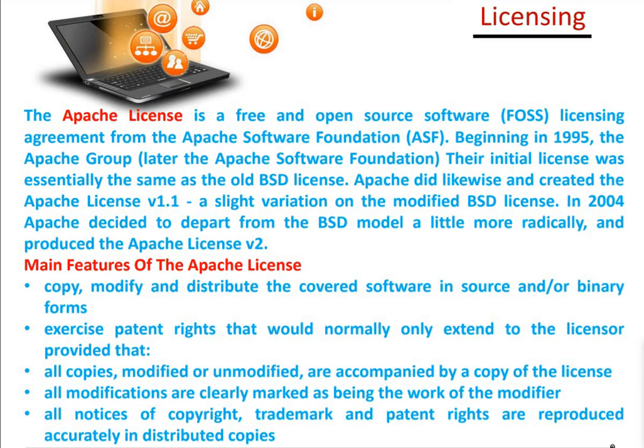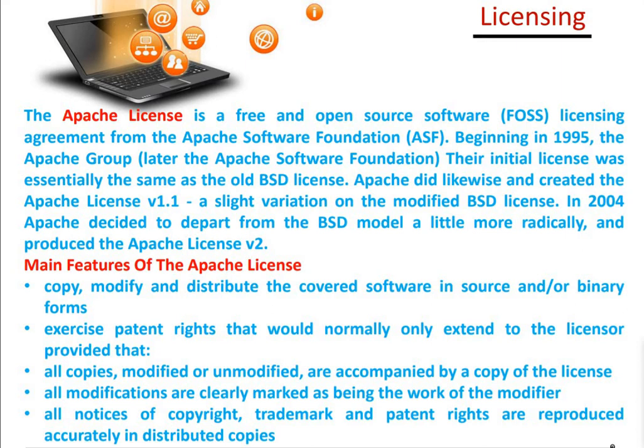The Apache license is a free and open source software license, known as FLOSS. It is a licensing agreement of the Apache Software Foundation, beginning in 1995. The Apache Group, later the Apache Software Foundation, had an initial license that was essentially the same as the old BSD license. Apache license 1.1 was a slight variation on the modified BSD license. In 2004, Apache decided to depart from the BSD model a little more radically and produce Apache license version 2.